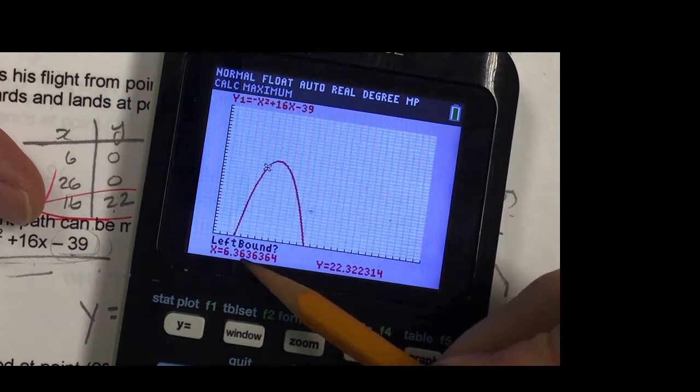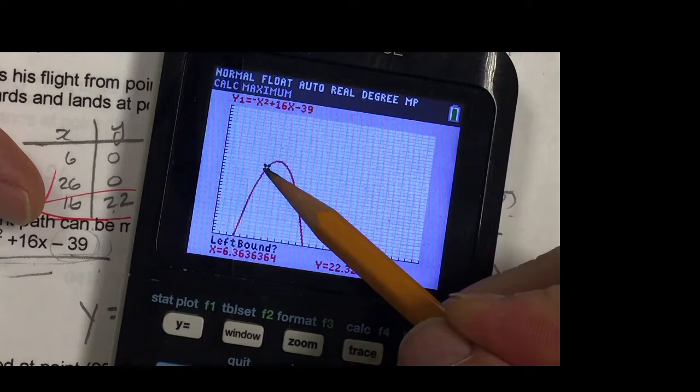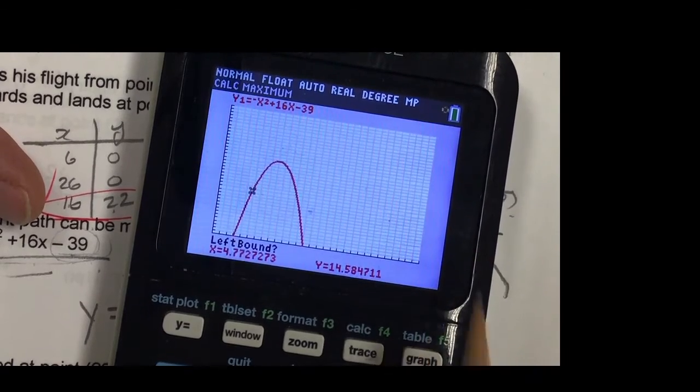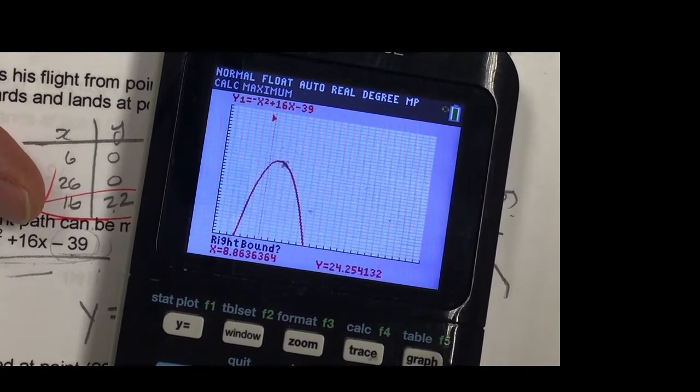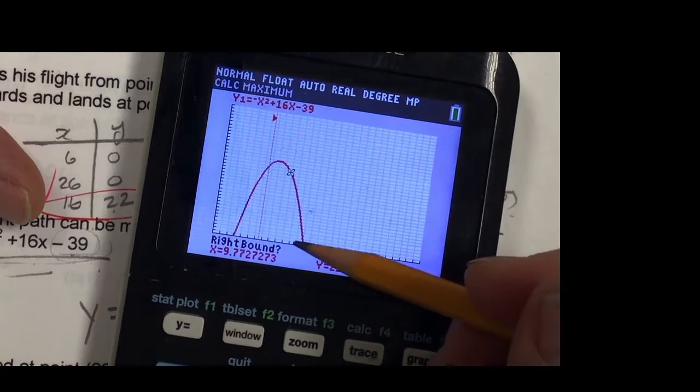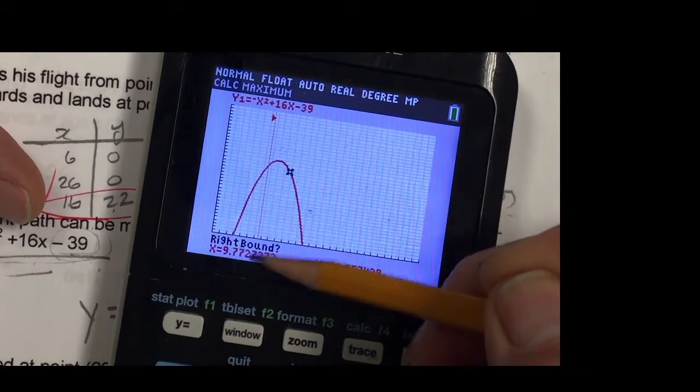So left of that part of the vertex, I'm going to pick a number there. Now anywhere here will work, but you want it kind of close. I hit enter. Okay, I'm going to start there, and where do I want to end? I'm going to go to the right bound. And so you see you put a little line up there. Okay, so then I'm going to hit enter again.